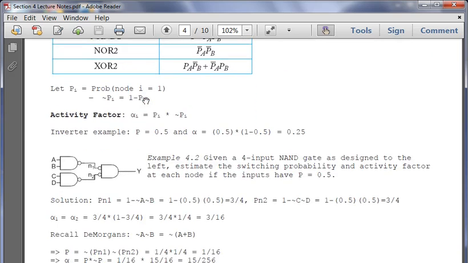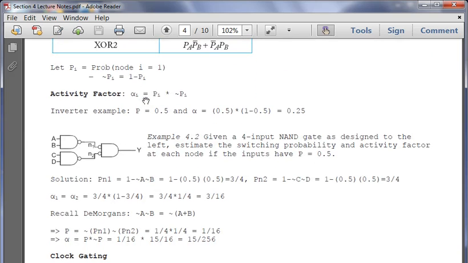Given a 4-input AND gate as designed to the left, so we have 2-input NAND gates, and then we have our AND gate with inverted inputs, or a 2-input NOR gate. We can calculate the switching probability and activity factor at each node if the inputs have P equals 0.5. So we have assumed that the probability of the inputs is 0.5 and they're not being driven by anything else earlier in the circuit.